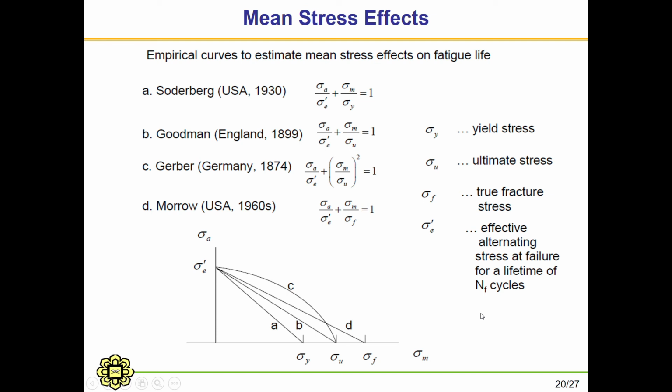So, based on this theory, they plot a graph to resemble all of these relationships. For example, if you see, plot A here refers to Soderberg, while B refers to Goodman, C is Gerber, and D is Morrow.